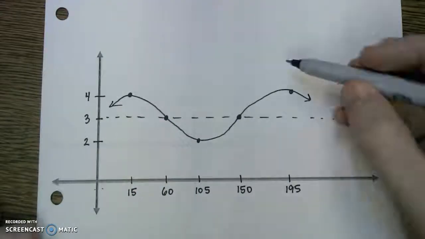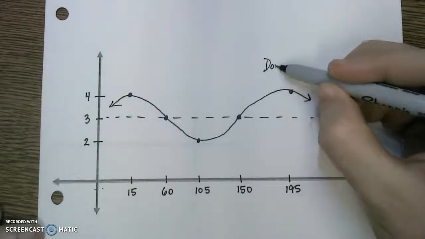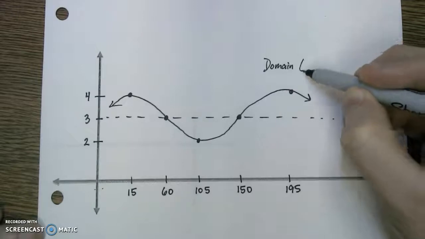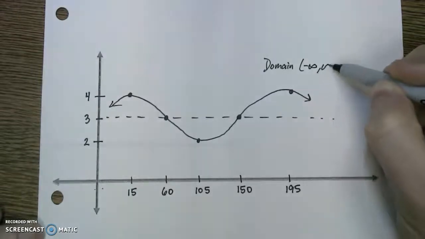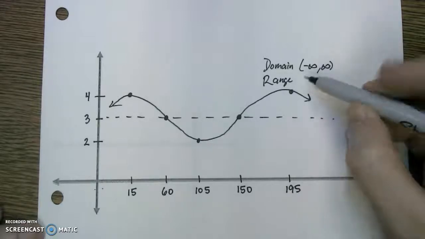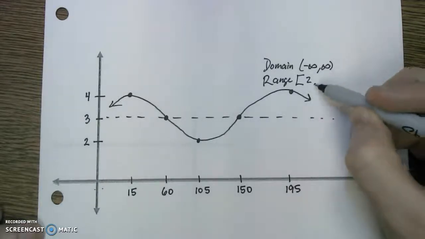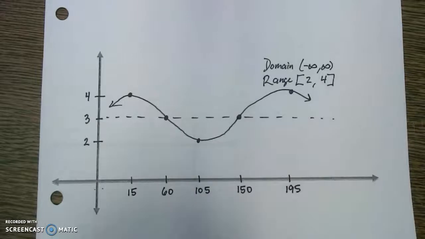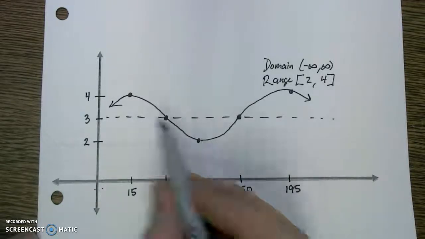And let's go ahead and state our domain and range. Here we have a domain of negative infinity to infinity. And we have a range of 2 to 4. There are brackets on 2 and 4 because we actually touch the points 2 and 4.